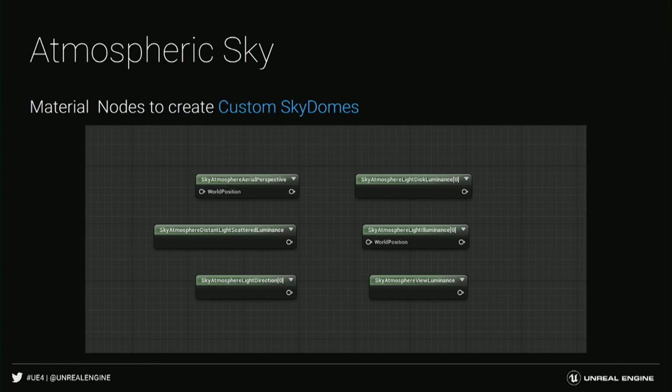So one of the really cool things about the atmosphere sky stuff is that there's a bunch of new material nodes that were added to help aid in the creation of custom sky dome materials. So we see here, these are basically the different main components that are used inside the actual rendering of the sky, such as what is the luminance from the sun at some point in the sky, or what is the luminance from the distant scattering, which is all the blue Rayleigh bounce that's coming to a certain point, the sun disk, and aerial perspective. You don't have to use all of those.